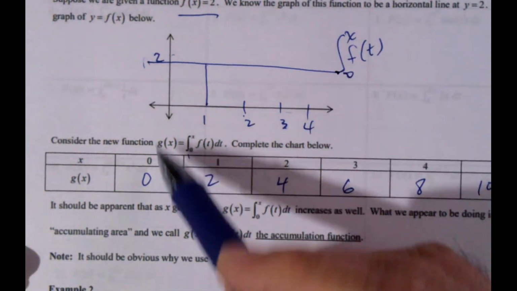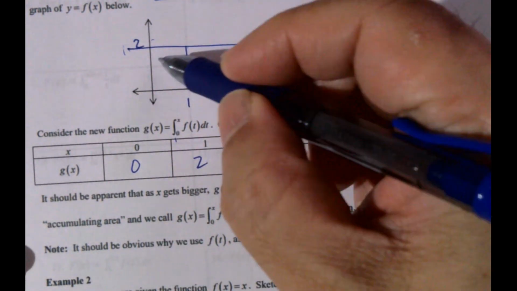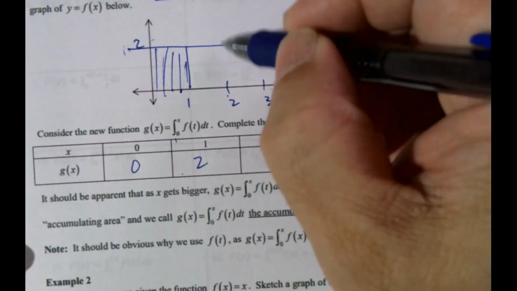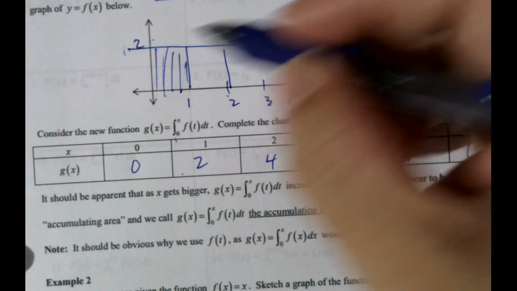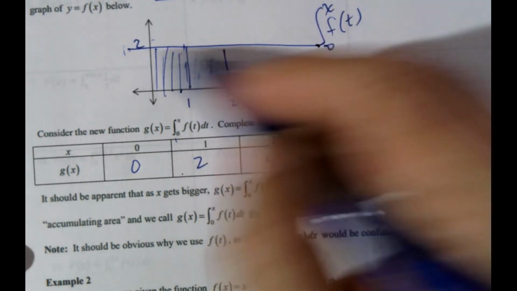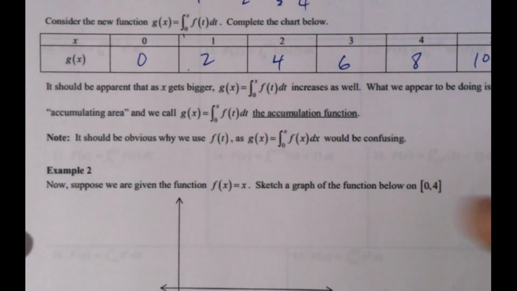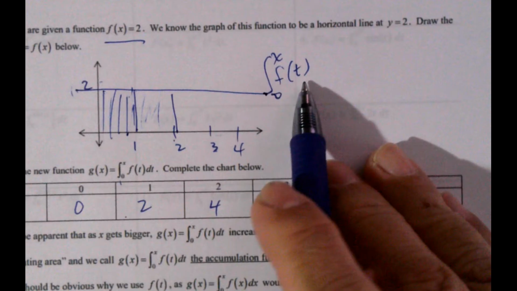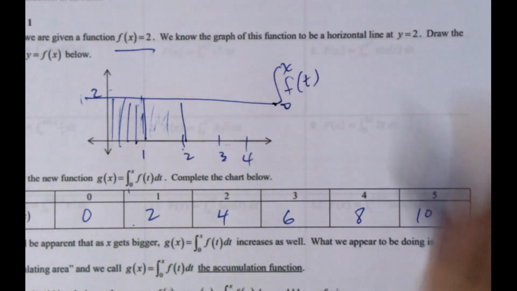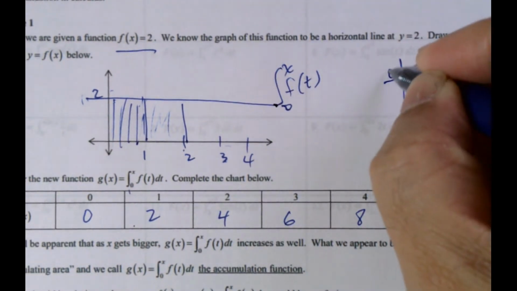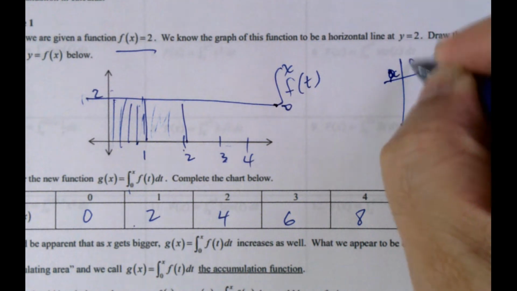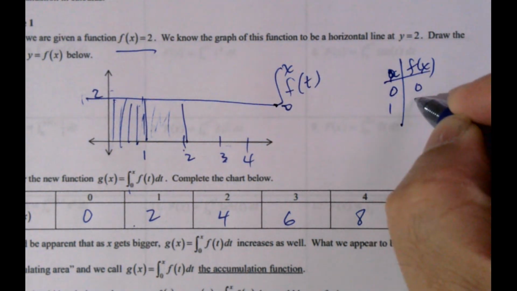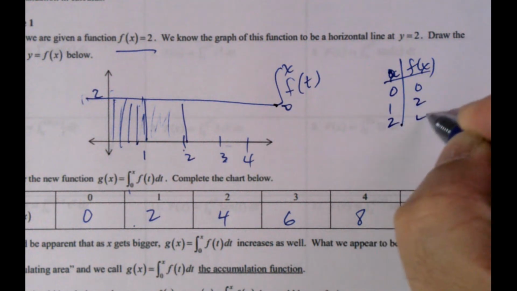So at 0, it's no area. At 1, it was an area of 2. Remember, we're looking at this area. That's how we got this 2. And then at x equals 2, or t equals 2, the area became 4 because it's 2 high and 2 wide, so it's 4. All right, that's it. That's the accumulator function. So this function has the equivalency of, let's say, if you plugged in x here, what is f of x? If you plug in 0, you get 0. If you plug in 1, we got 2. If you plug in 2, you get 4. That kind of thing. So it's making that table.